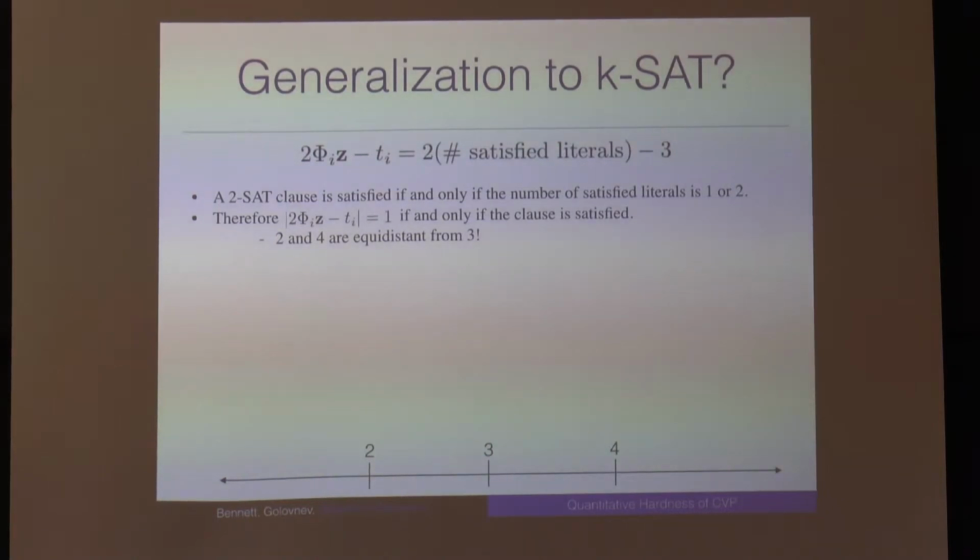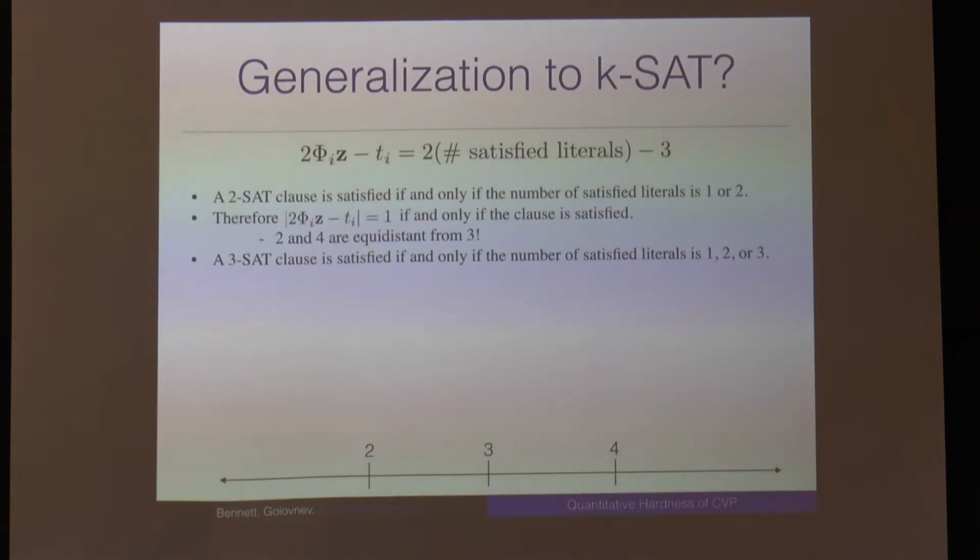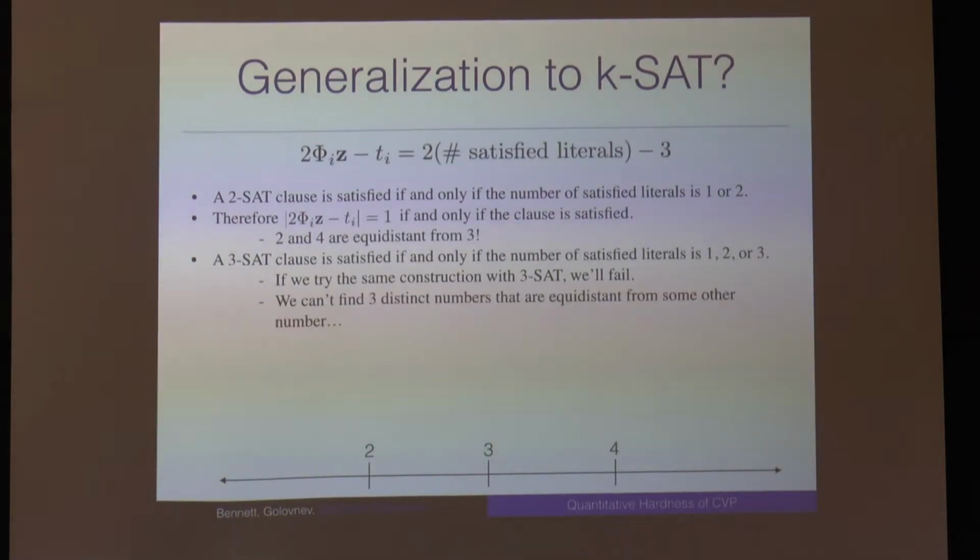It's really true. In the 3-SAT case, this is no longer true, right? A 3-SAT clause is satisfied if and only if the number of satisfied literals is 1, 2, or 3. So if we try the same construction with 3-SAT, we'll fail. This is because we can't find 3 distinct numbers that are equidistant from some other number. The number line just doesn't have space for that. So we really get stuck here.